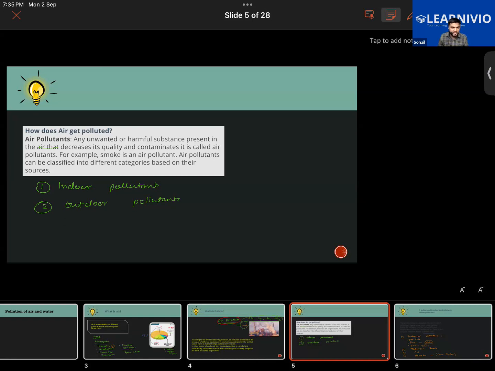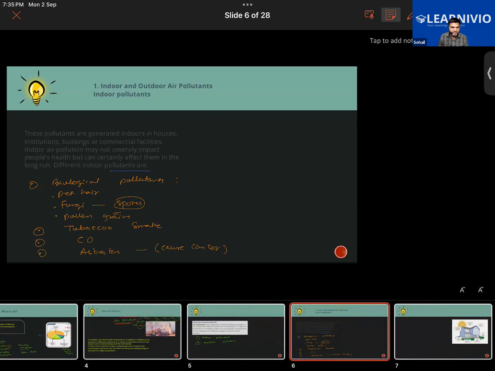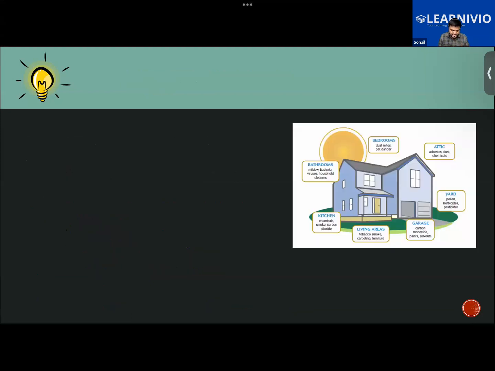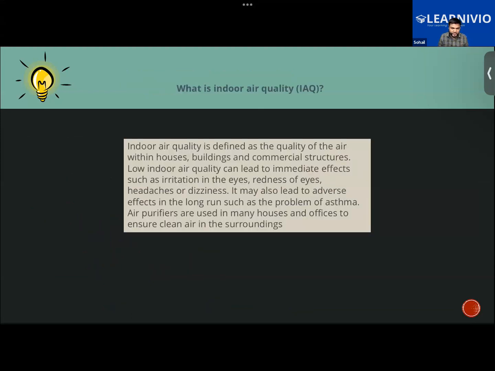Then we have indoor and outdoor pollutants. Indoor pollutants would be basically pollutants that are produced in closed areas, like in our houses, in offices, in schools, in hospitals, etc. The kinds of pollutants would be some biological pollutants, pet hair, fungi, pollen grains, etc. Then tobacco smoke, carbon monoxide, and asbestos, which is another pollutant that can cause cancer as well. So these are what we call indoor air pollutants.